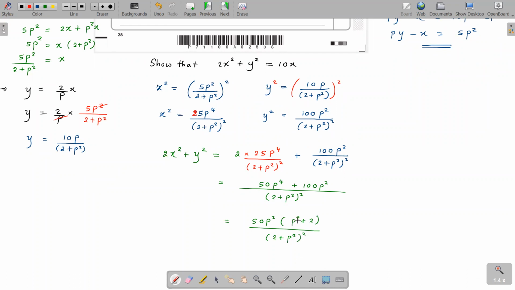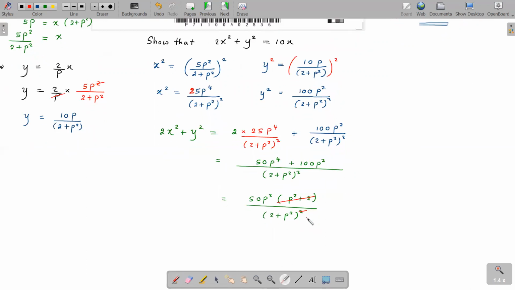Now what happens? A p square plus 2 is on top, and a p square plus 2 is there in the denominator, and the denominator is squared. In the denominator there is a pair of it because it's a square, so I can cut one bracket out of it. So I get here 50p square over 2 plus p square.